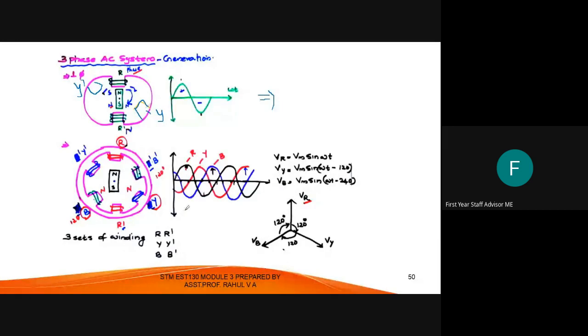You can see the second diagram, the second waveform. The voltage induced in the R winding is marked in black, and the voltage induced in the Y winding is marked in red. If you closely observe, the R winding reaches the peak value at this point, and after 120 degrees, the Y winding goes to the peak value. So I can draw it and show you. First I am drawing the axes, the x-axis, then the y-axis.